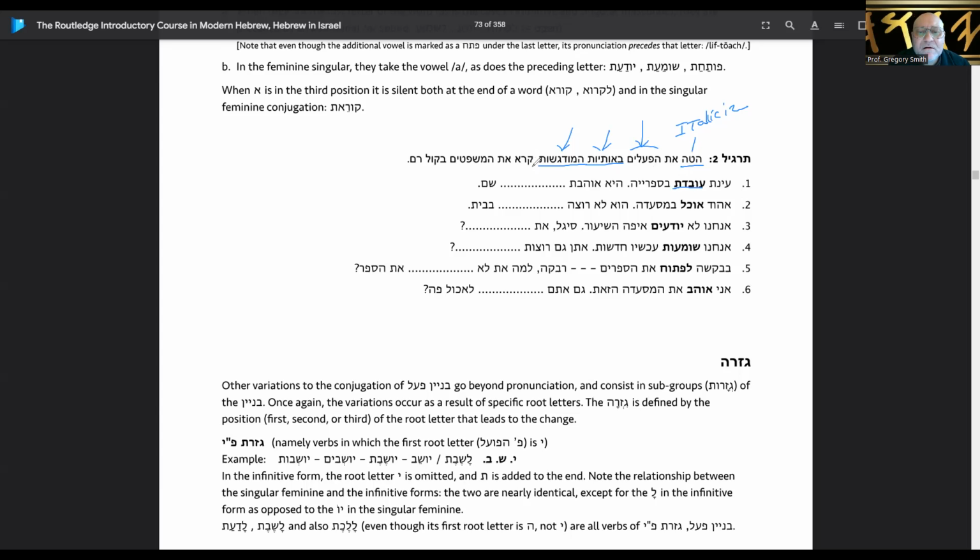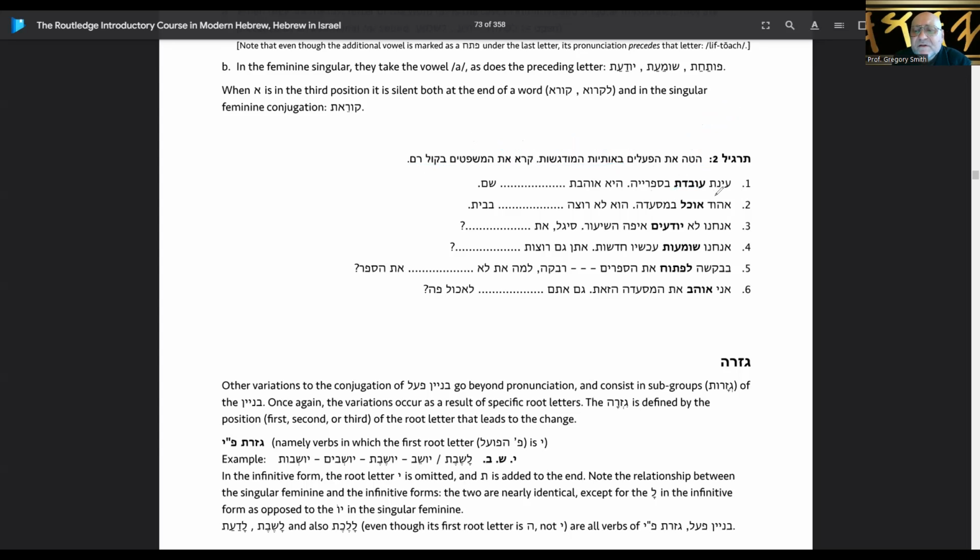All right, so kara et hamishpatim. So read the sentences bekol ram. קרא את המשפטים בקול רם. Yeah, read the sentences out loud.